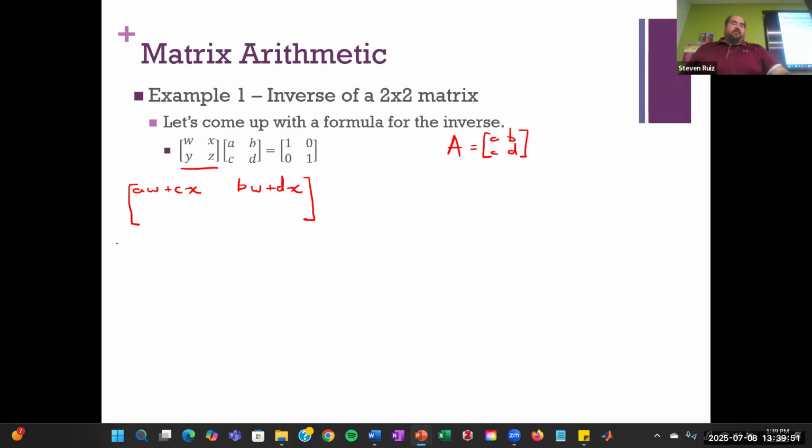All right, so second row, column 1. I promise I have a method for the reason that I'm not quite writing down what you're actually saying to me. You are right, though. And then finally, by plus dz. And I want this to be true. I'm setting this all equal to 1, 0, 0, 1.